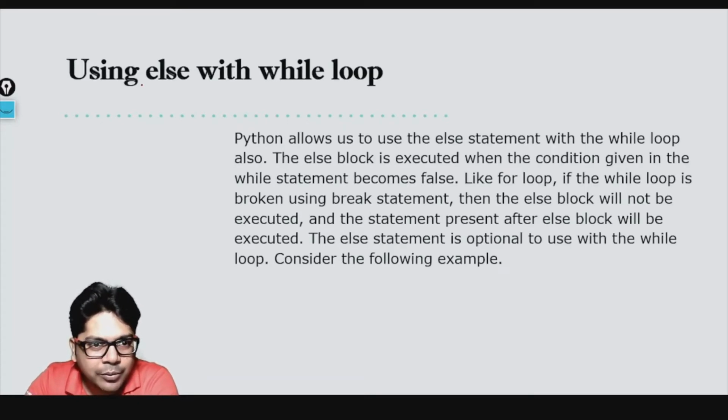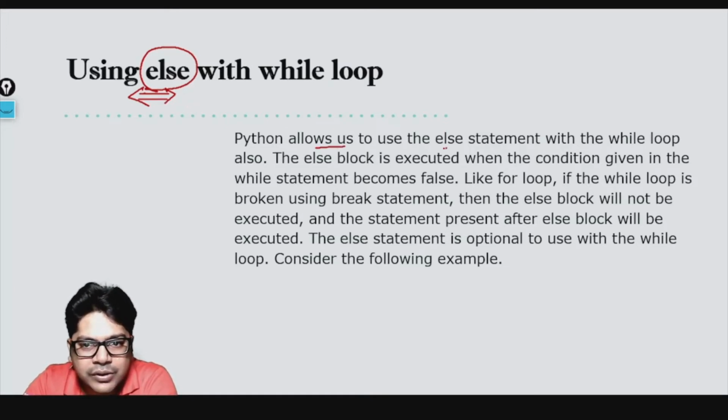Using else with while loop. So we have already seen using else with for loop, right? When the else part was getting executed, it was getting executed when the loop was getting exhausted, right? So here also Python allows us to use the else statement with the while loop, and the else block is executed when the condition given in the while statement becomes false, right? When the condition becomes false, it means the loop has exhausted.